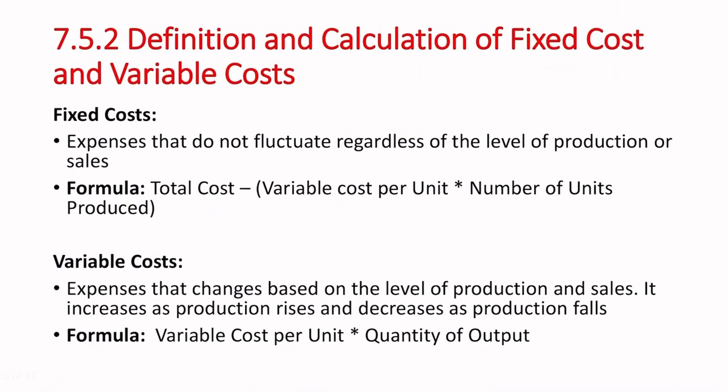Now let's look at the definition and calculation of fixed costs and variable costs. Fixed costs are expenses that do not fluctuate regardless of the level of production or sales. Its formula is total cost minus variable cost per unit times the number of units produced. Variable costs are expenses that change based on the level of production and sales. It increases as production rises and decreases as production falls. Its formula is variable cost per unit times the quantity of output.